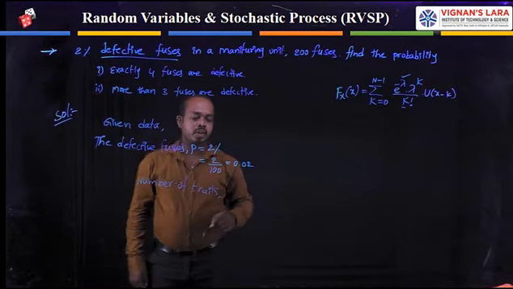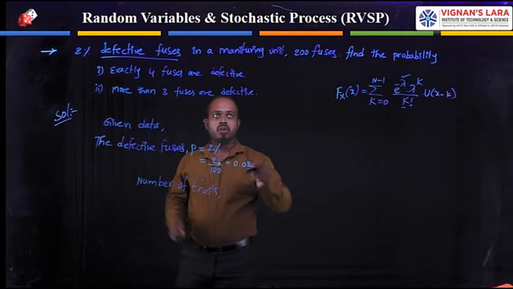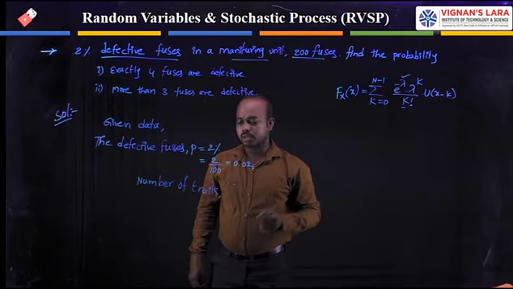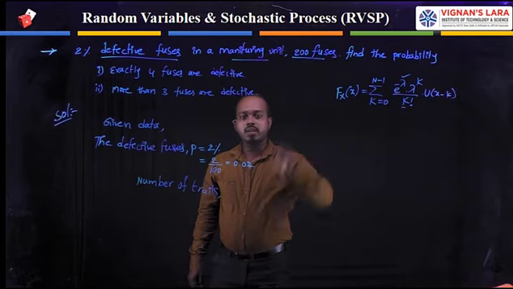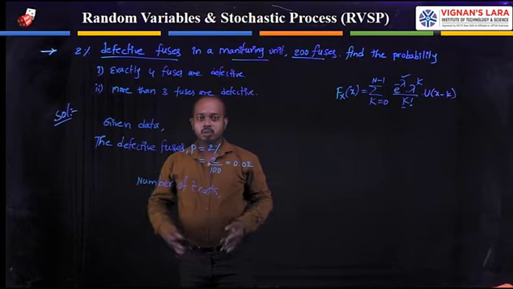Here, how do we identify the number of trials in this problem? He is giving the manufacturing unit. The unit contains 200 fuses. The 200 indicates the number of trials. Why? Because the unit contains 200 elements.